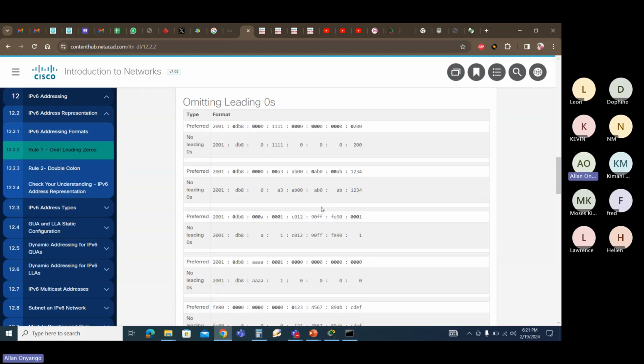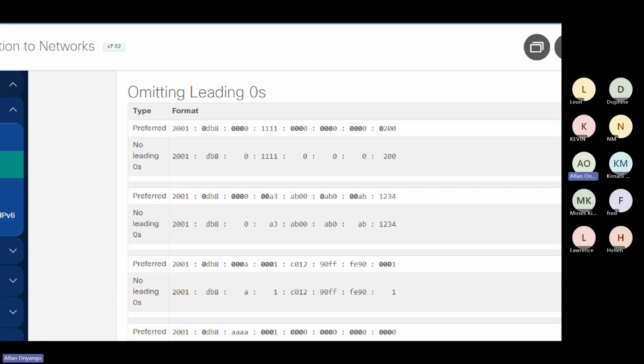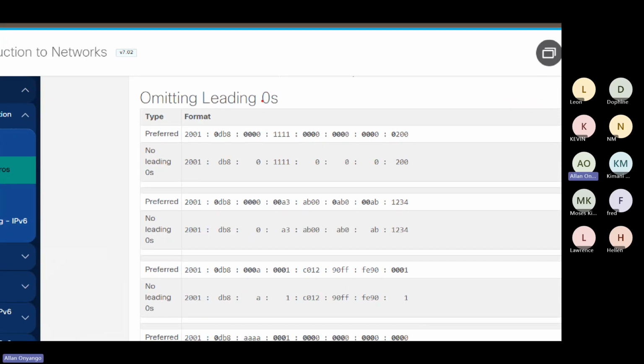Let us look at this. This should paint some picture for us. Check this out, guys. Can you see this one here? We have 2001, and don't touch any zero that is in the middle of two numbers, okay? The zeros have to be leading and should not be trailing. So 2001 will remain 2001, isn't it? 0db8?